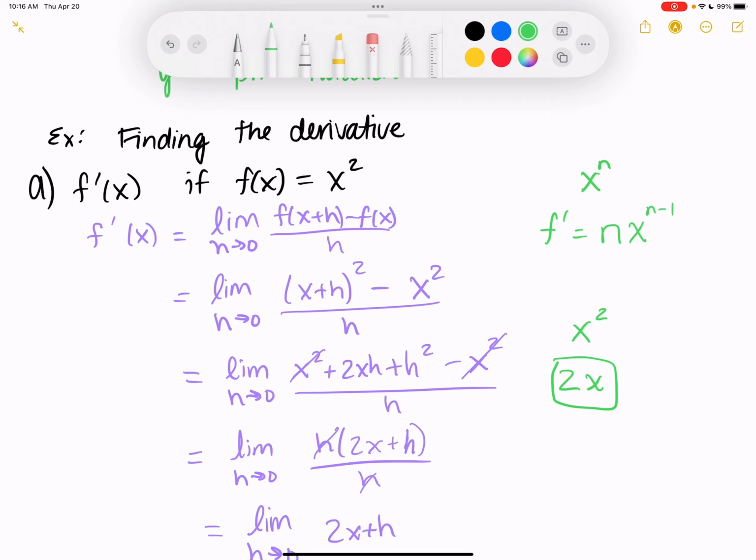Wait, on the quiz, do we have to do it the long way? If there's something like this, you can do it the short way if you know the short way. But if it's like the one that we're getting ready to do, then you would need to do it the long way. I will show you how to do it the shorthand way, but it's a little different.